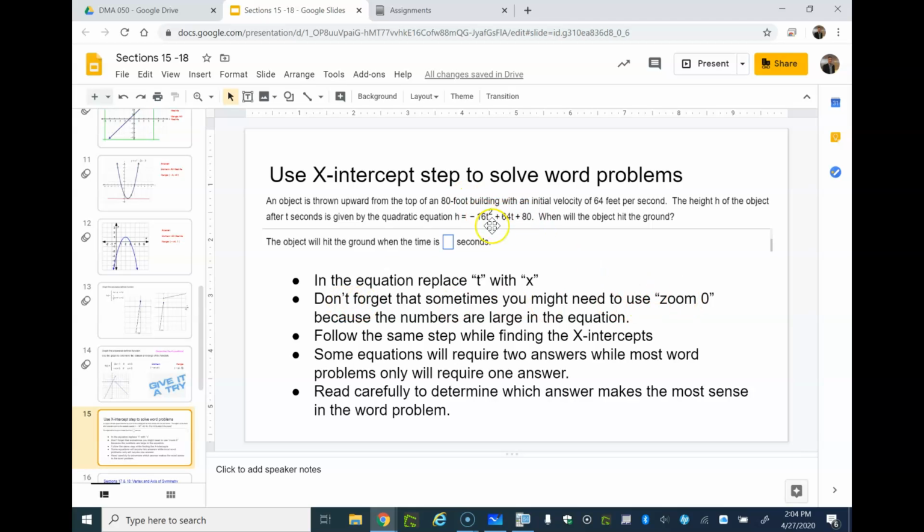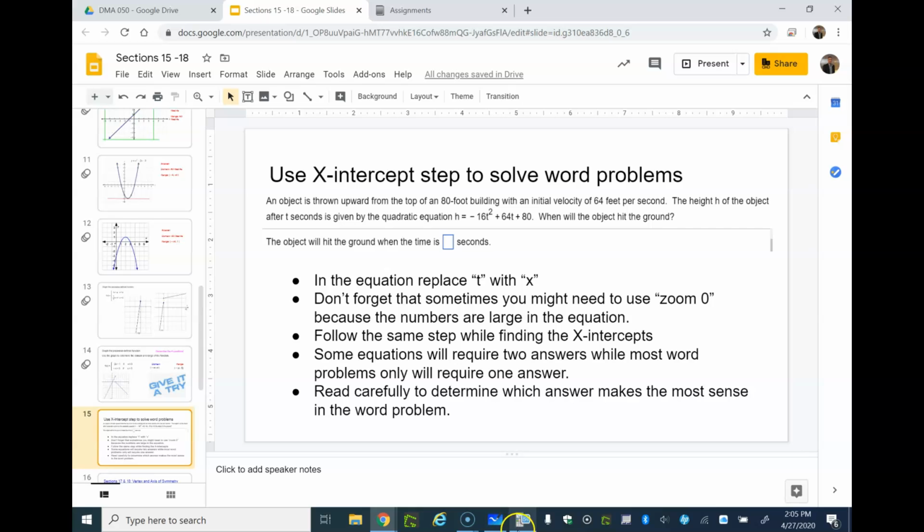Sometimes when we have big numbers, it's helpful to use zoom 0. I know sometimes you hit graph or you hit zoom 6. That's just a standard graph, but hit zoom 0 so we can see what the picture looks like. Because these numbers are so big, it'll fit it to our calculator the way it should be. And then for Y2, we're going to put 0 because that's going to represent the ground, 0.